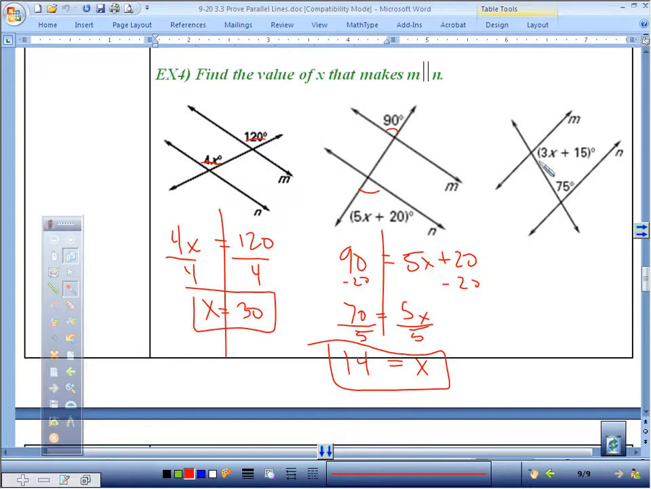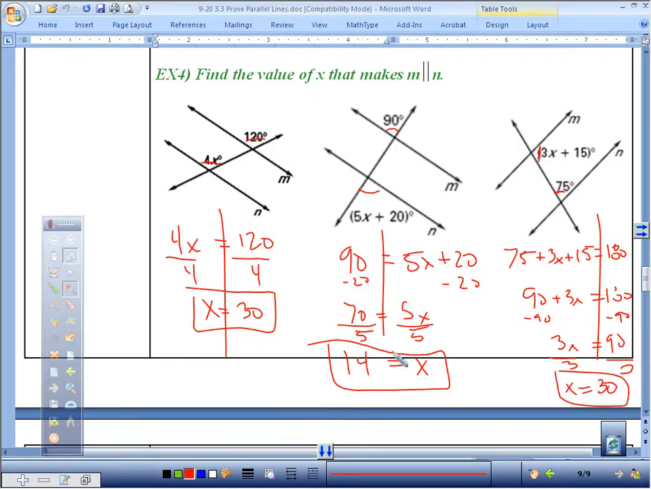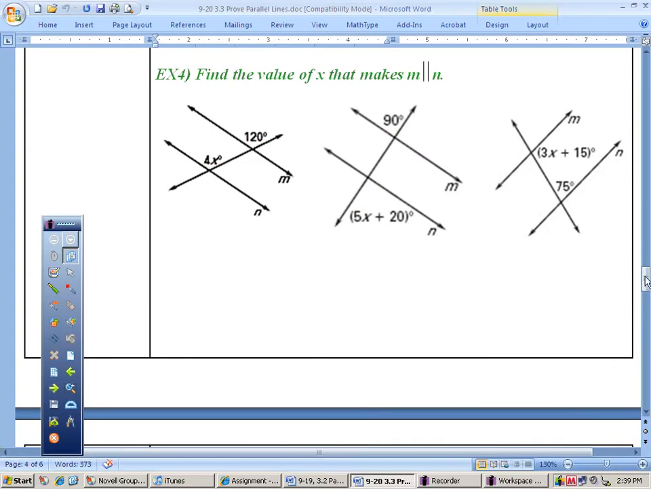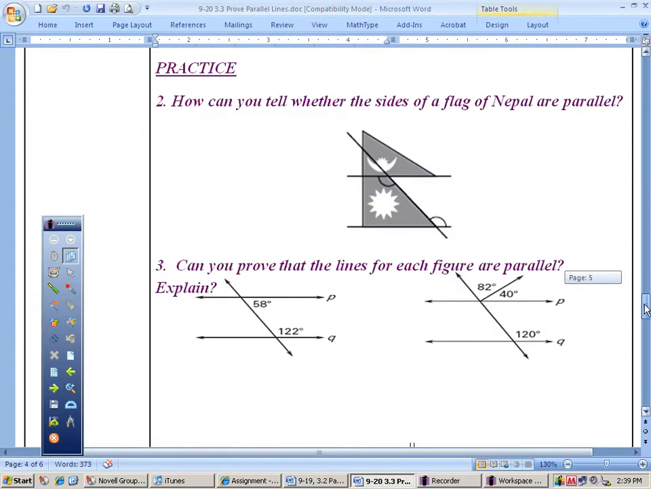And on this one, we see that these are both on the same side in the interior. That's consecutive interior, same side interior angles. And if these are supplementary, which means that the two add to 180, that's our equation, then m is parallel to n. So we first combine like terms, subtract 90 from both sides, and divide by 3. And x is 30.